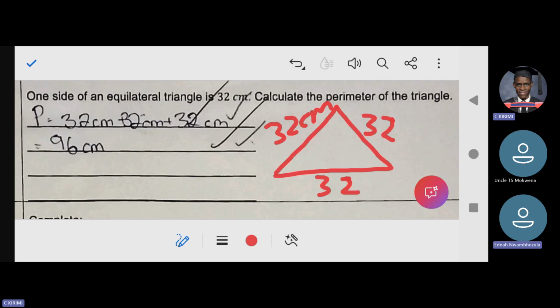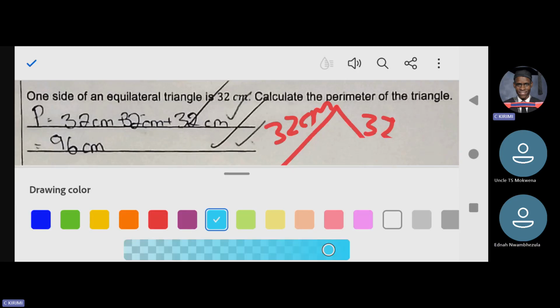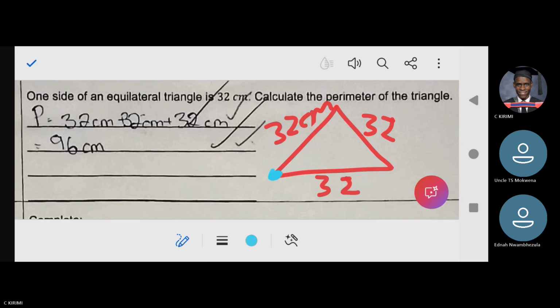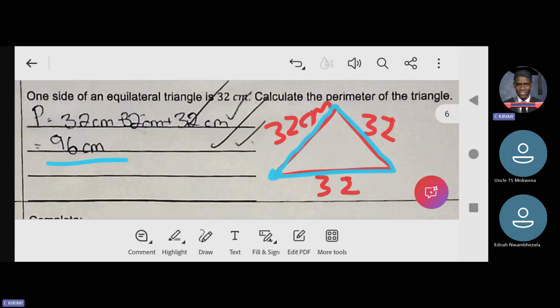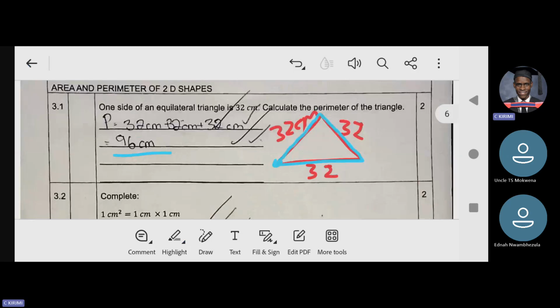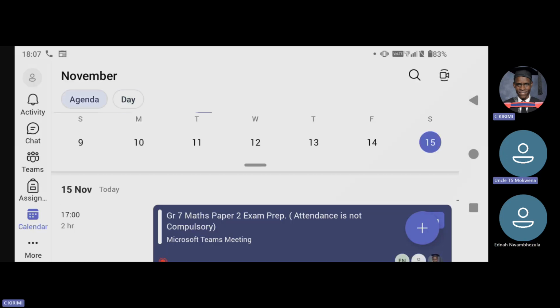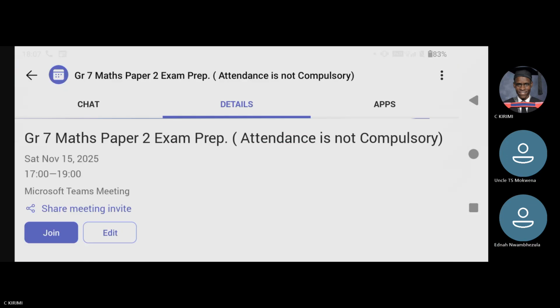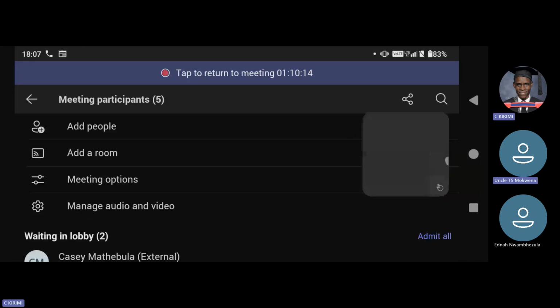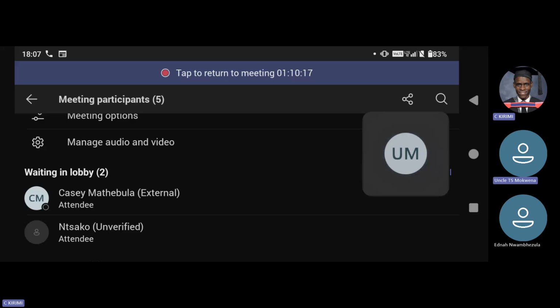The perimeter, we said, is the distance around a shape. Starting from here, 32 plus 32 is 64. Plus 32, 64 plus 32, you get 96. That's the perimeter. But don't forget to put the units. Not only 96, you write 96 centimeters. Any question there? All right, you write 96 centimeters.